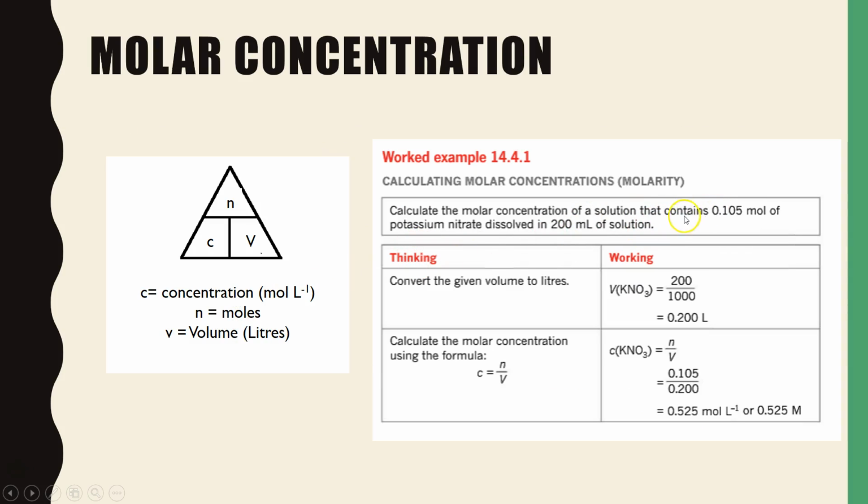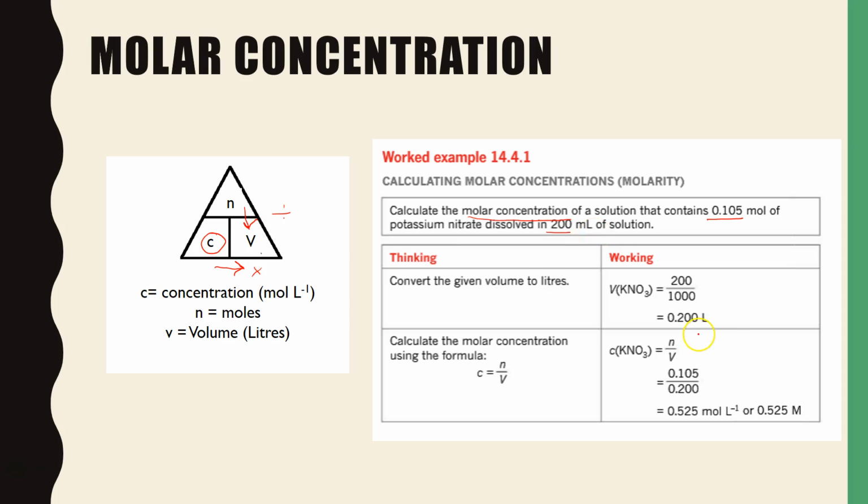Calculate the concentration of a solution that has 0.105 mole of potassium nitrate dissolved in 200 mL of solution. So to simply do this, we want to calculate the concentration, the molar concentration, which is this number here, this coefficient. To do so, following the formula triangle, anything that goes from the top down to the bottom, we divide. Anything that goes from the left to right or right to left, we multiply. So we want to find concentration. We have the moles here and we have the volume here. We simply divide the two.